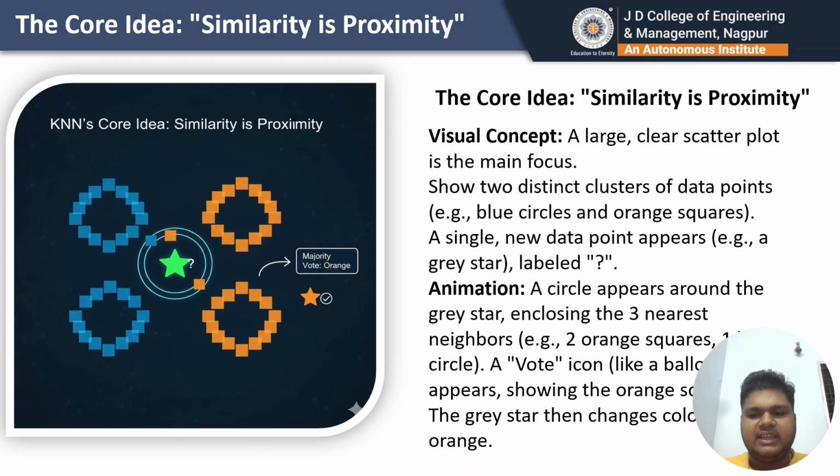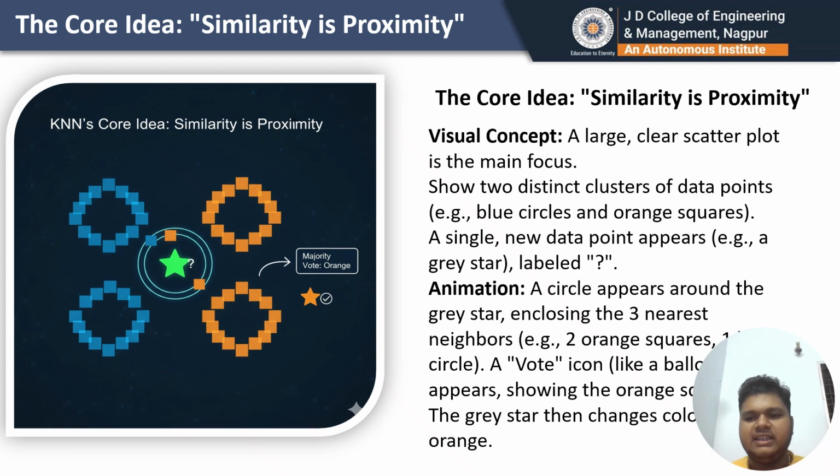The core idea behind KNN is beautifully simple. Similarity is proximity. It assumes that things with similar features will exist in close proximity to one another. KNN is a lazy algorithm. Instead of learning a complex model from a training set, it just stores all the labeled data. When a new unknown data point appears, like these gray stars, KNN walks up and does its work.